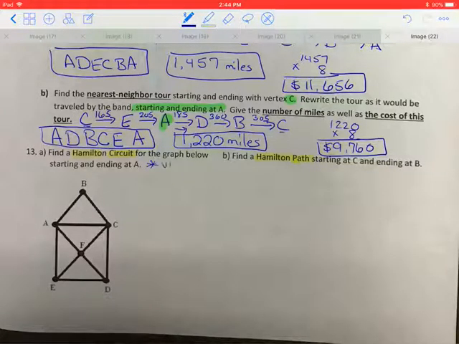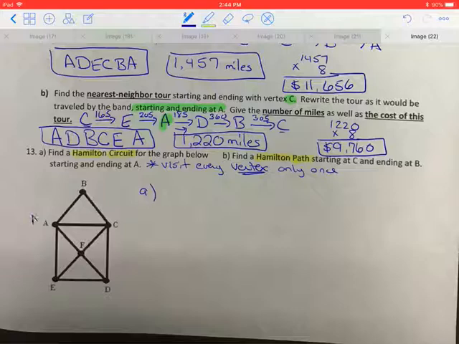We want to visit every vertex, but only once. Okay, the only exception to that would be at a circuit, you're going to start and end at the same place. These are a lot easier to find than Hamilton. So there's a lot of different answers, especially for A.